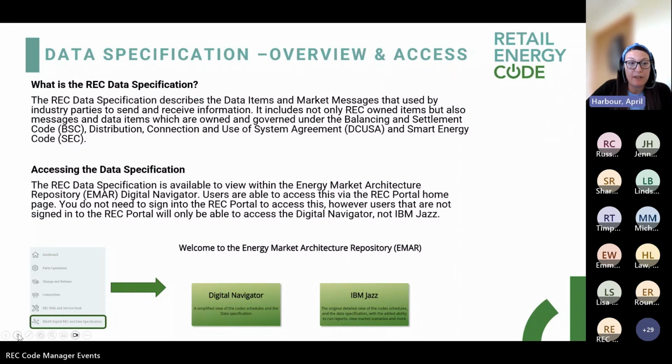So you have the left-hand button, and that will direct you through to the Digital Navigator. This houses an updated but simplified user dashboard, and that will navigate and access REC code schedules and the data specification, detailed search and dashboard functions. The right-hand button that you can see there is the IBM Jazz, and this is essentially the old style platform, but it does provide a more detailed view of the code schedules, the data specification, and it also provides the market scenario business process maps, release schedules, and some reports.